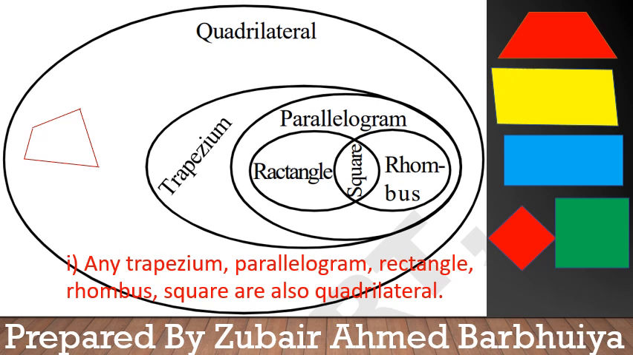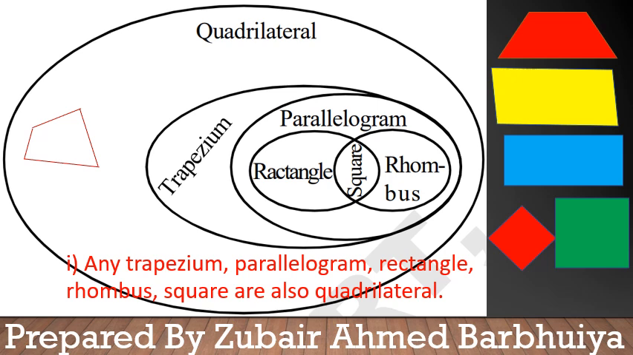A four-sided polygon is called a quadrilateral. If a polygon has four sides, then it will be called a quadrilateral. But we also know the definition of polygon. A polygon is a simple closed curve entirely made up of line segments.